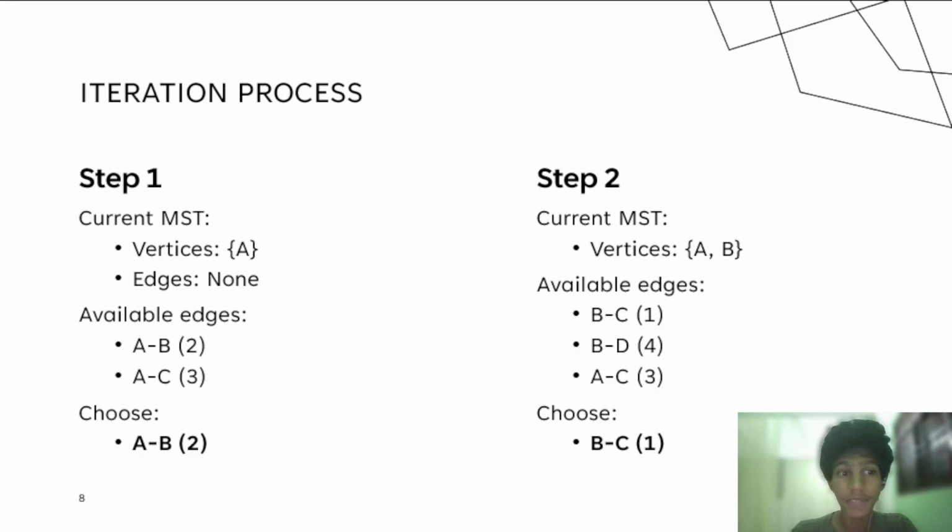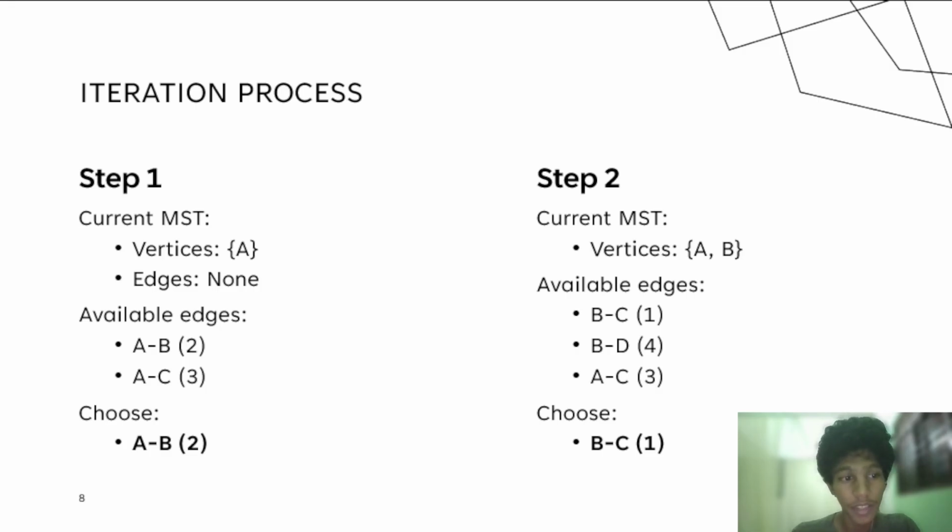Now let's see how the iteration process works. First, we start at vertex A. Initially, the tree contains only A. The available edges are AB with weight 2 and AC with weight 3. Since 2 is smaller than 3, we choose the edge A and B. The tree now contains vertices A and B.